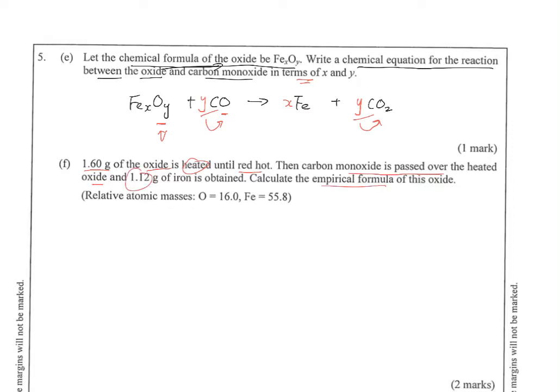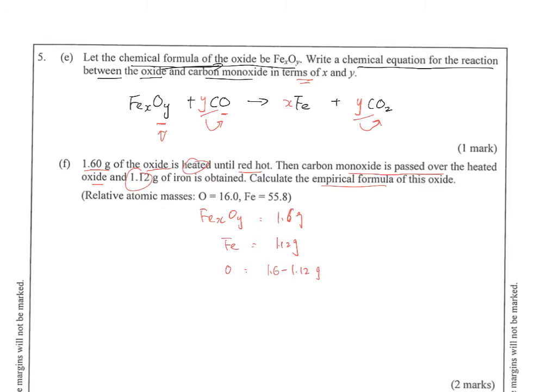And then the numerical part. So the total mass of this oxide is 1.6 gram. And we know after the reduction, the mass of iron is 1.12 gram. That means the oxygen should be 1.6 minus 1.12 gram.